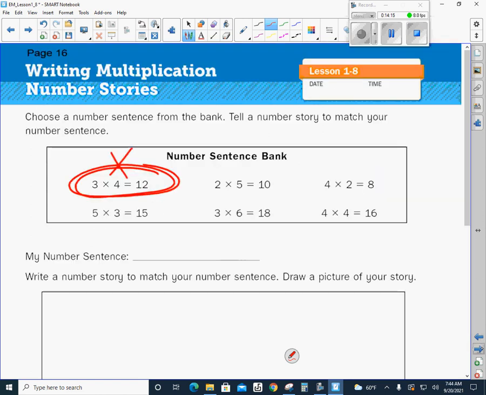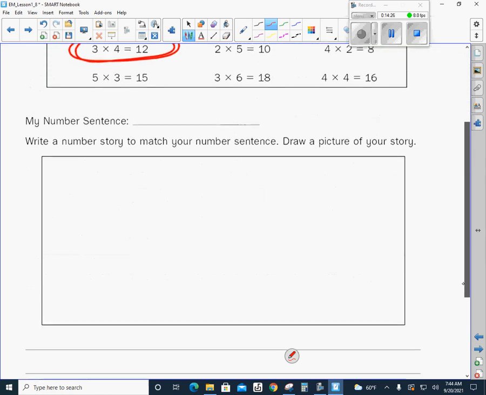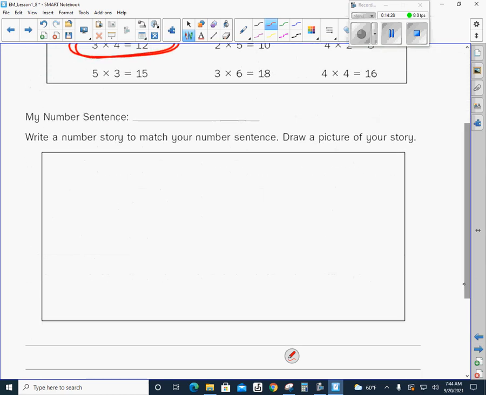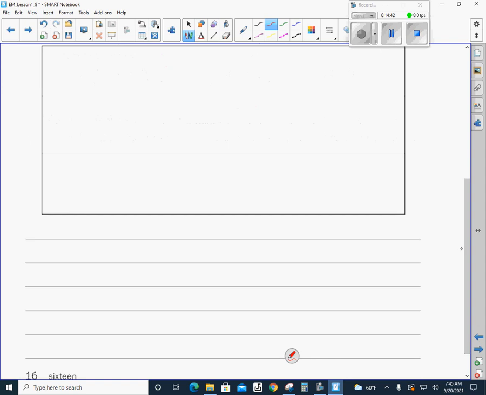So I want you to pick one of these number sentences and come up with a good number story to write for that problem. Think of something that you like. Maybe you like baseball. Maybe you like soccer. Maybe you like horses. Maybe you like, I don't know, cats. Find something that you like, write a story about it, write your number sentence, draw a picture, and then write the story. We will check this in class.